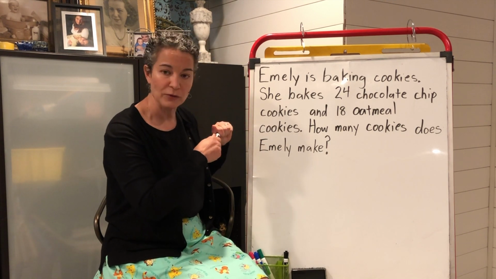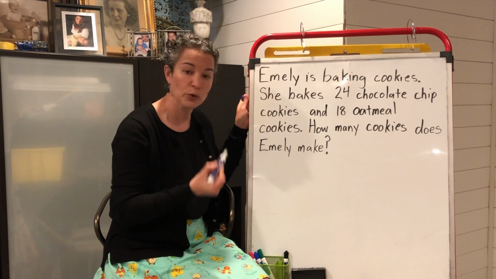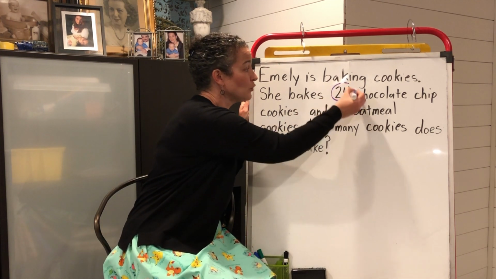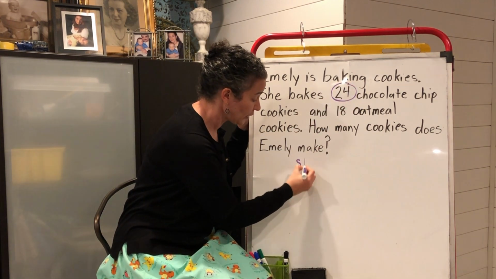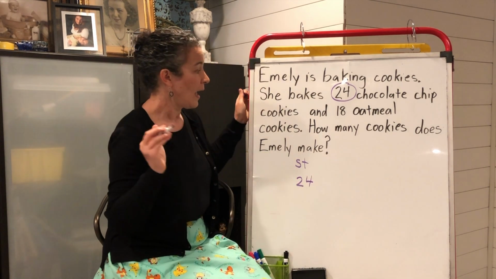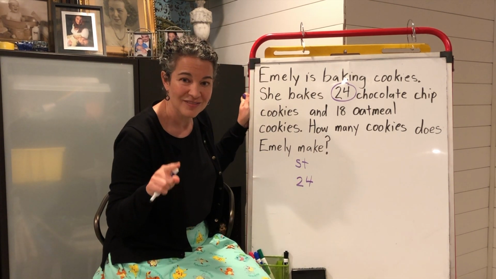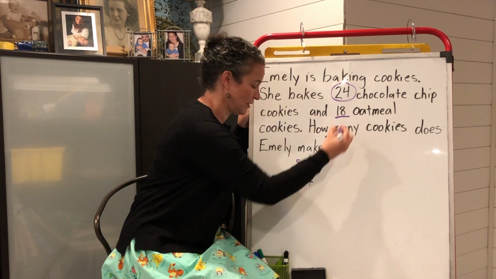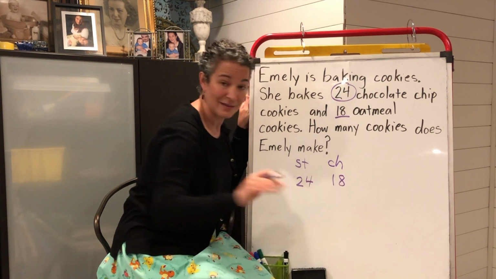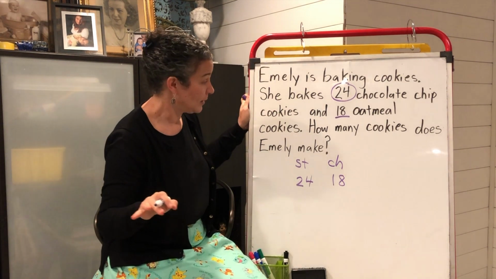What do we start with, my friends? How many chocolate chip cookies does this word problem say Emily's making? Yeah, Emily is making 24. So we're starting with 24 cookies. And how many oatmeal cookies? 18. You are paying attention. So our change, my friends, is going to be 18. Now we don't know if we're adding or subtracting yet. We got to keep reading.